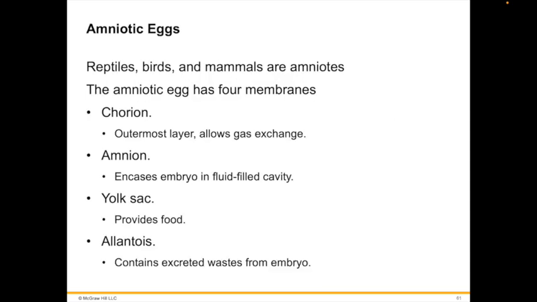The amniotic egg. It has the chorion, the outermost layer that allows gas exchange. This is the first of 4 membranes. The amnion encases the embryo in a fluid-filled cavity. The yolk sac provides food, and then the allantois contains the excreted wastes from the embryo.